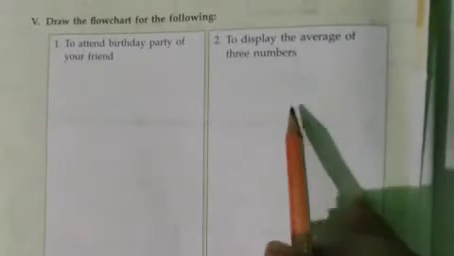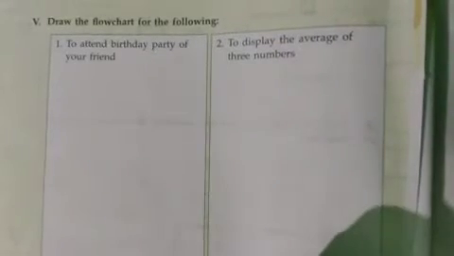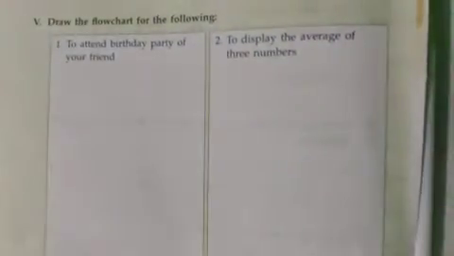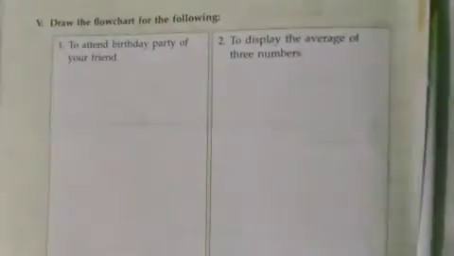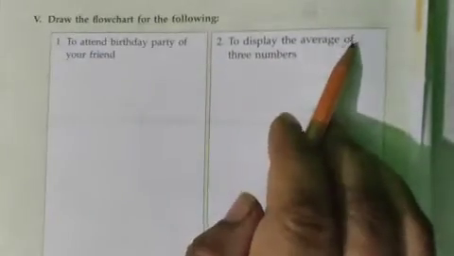So here I'm drawing the flowchart for question number 2 and question number 4. But question number 1 and question number 3 you have to do on your own. Use your own words, you are free to do so, but use the proper logic behind it. Okay. Now, second one: to display the average of 3 numbers.